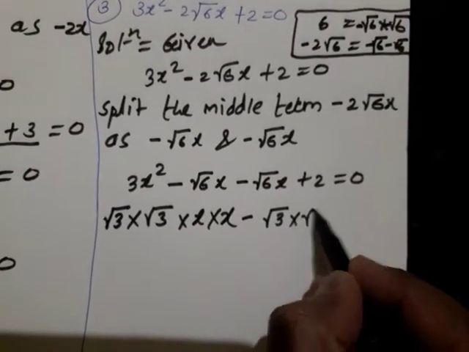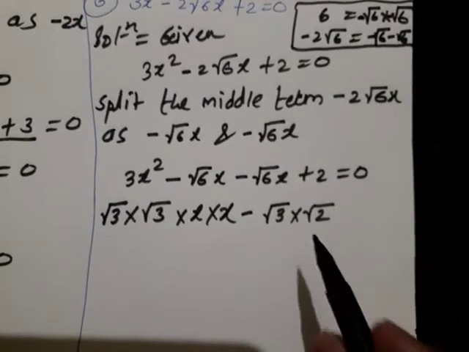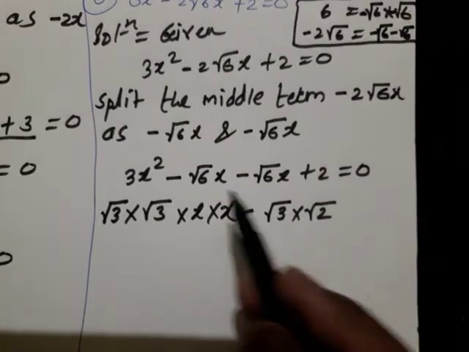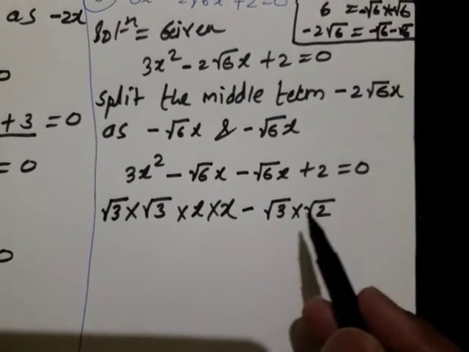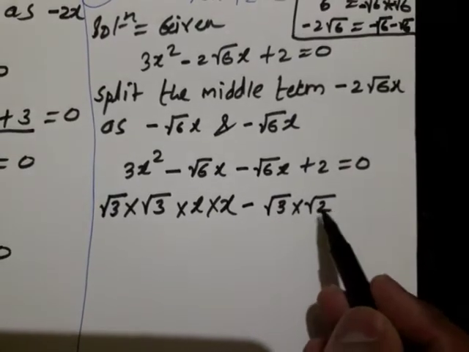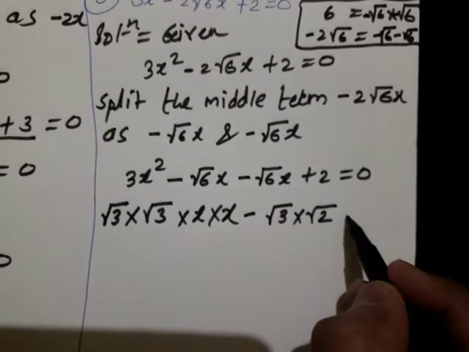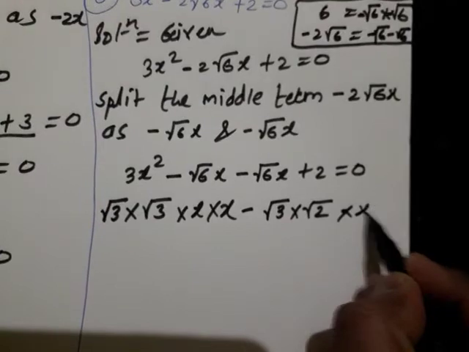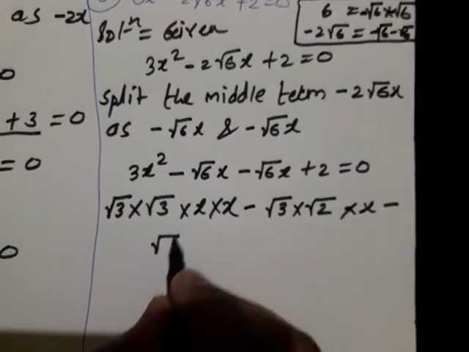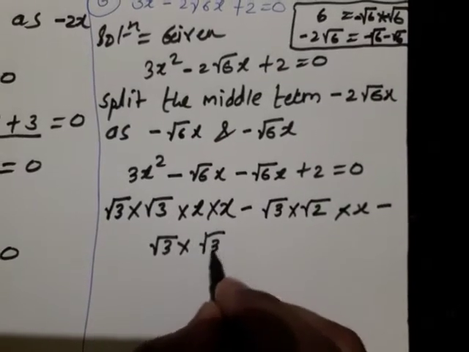Root 3 into root 2. We want to find out the factor, that's why we have split this. Look here, root 3 into root 2, we can write in one square root sign also. If we write in one square root, 3 into 2 will be how much? 6. 6 into x minus this root 3 into root 2.